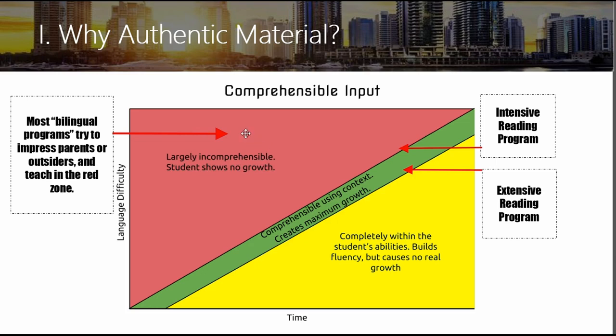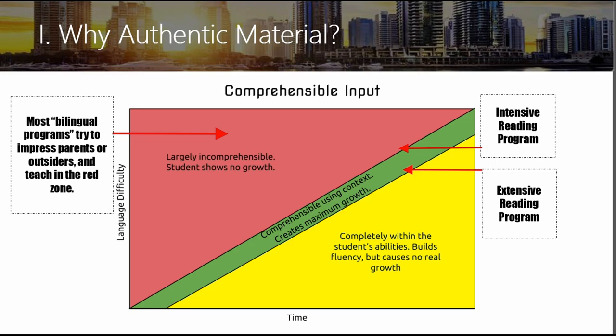Any class time far up in this red zone is basically wasted for the kids, in that they're not going to be progressing. If we get below this Goldilocks zone, I+1, we're completely within the student's abilities, so they're not going to really grow, but it can still build fluency. So we can still have fluency, but the kids aren't going to progress, really.